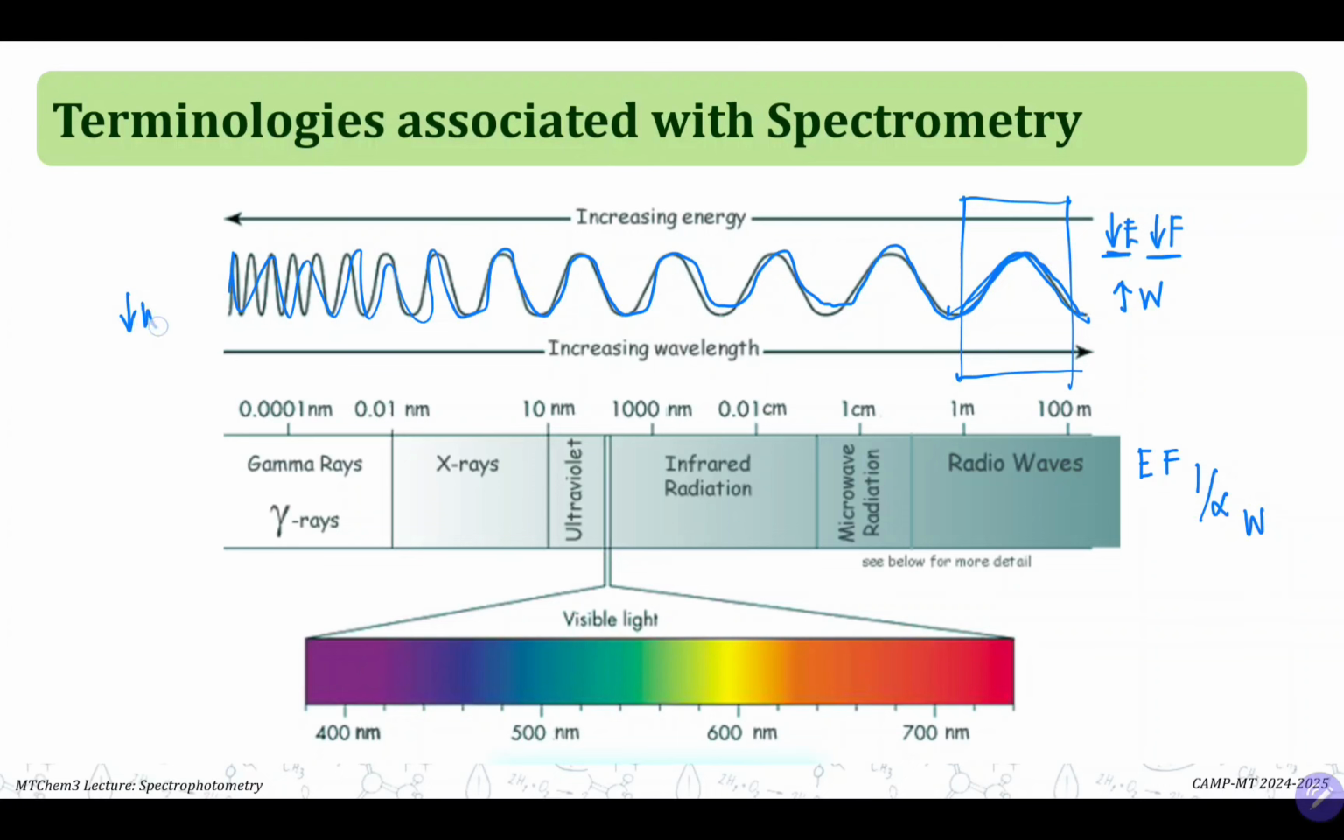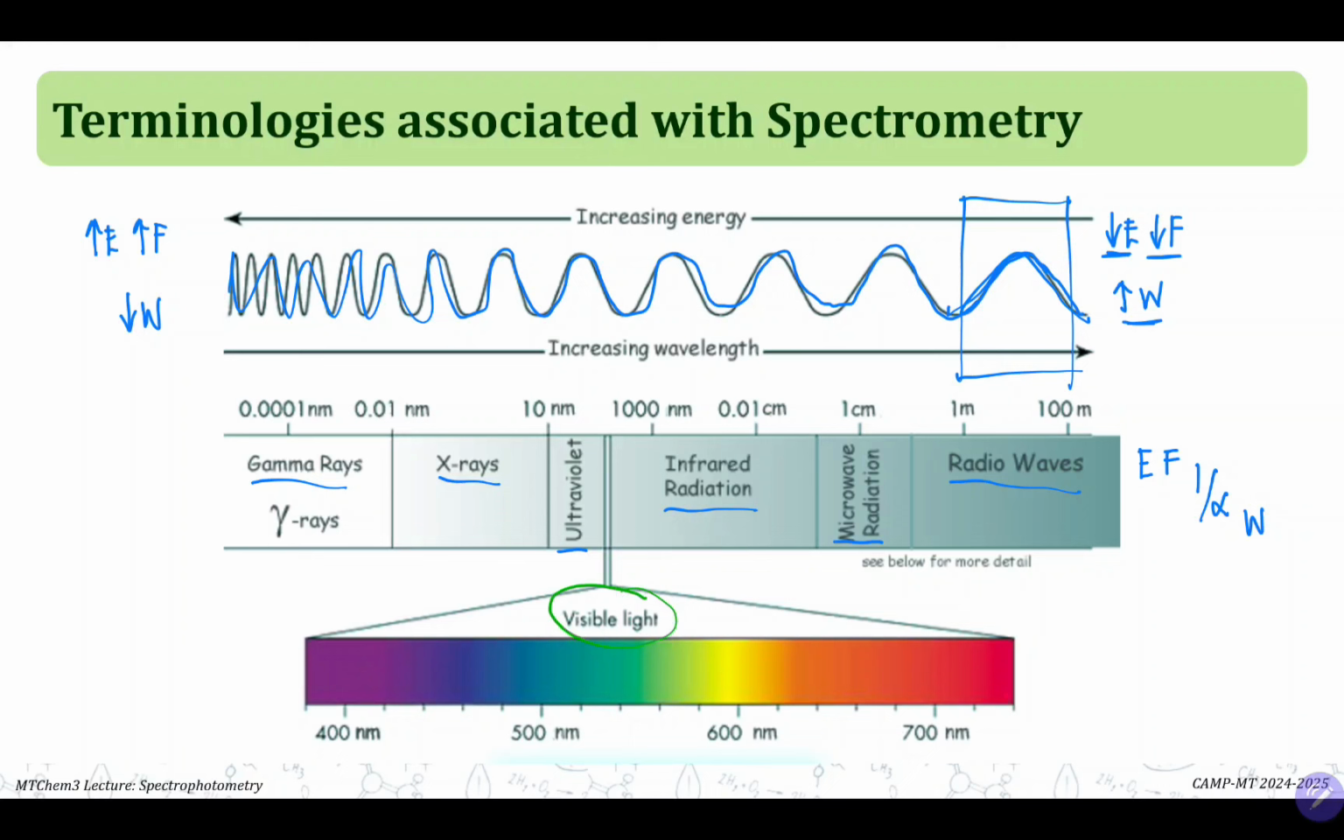Now, with shorter wavelengths, since again it has an inverse relationship with energy and frequency, you have higher energy and higher frequency. Okay? Examples of radiations or rays under this category are your gamma rays, X-rays, and ultraviolet. And on the opposite side, the rays that have longer wavelength are your radio waves, microwave radiation, and infrared radiation. Okay? Now, in between your gamma rays and your radio waves is visible light.